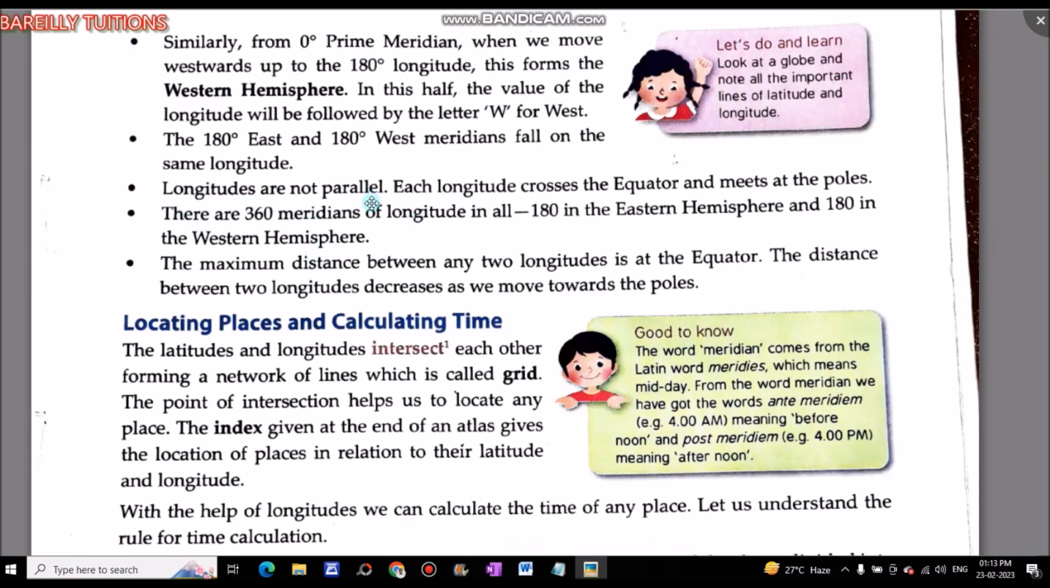Longitudes are not parallel. Each longitude crosses the equator and meets at the pole. There are 360 meridians of longitude, 180 in the eastern hemisphere and 180 in the western hemisphere. The maximum distance between any two longitudes is at the equator. The distance between two longitudes decreases as we move towards the pole.